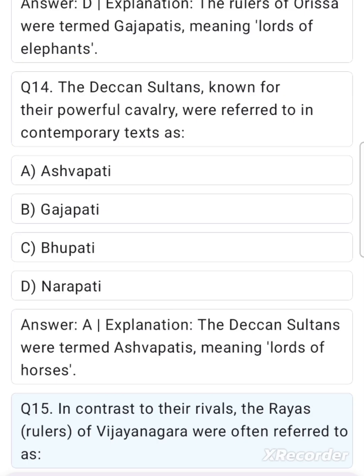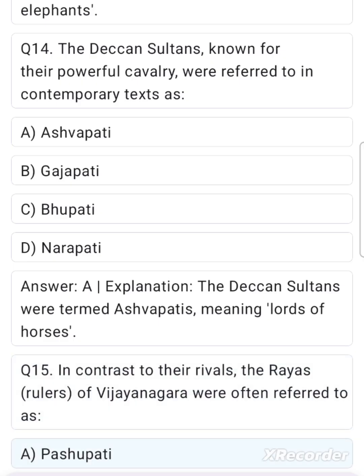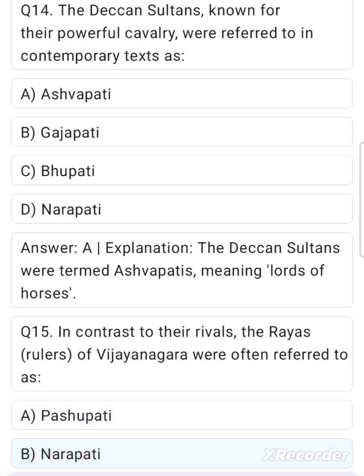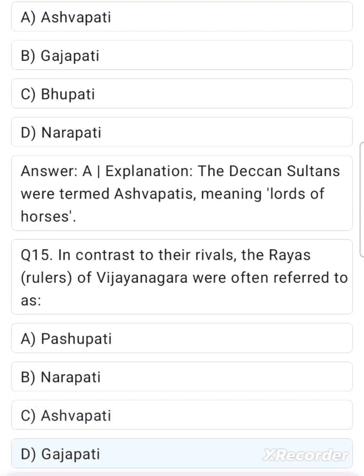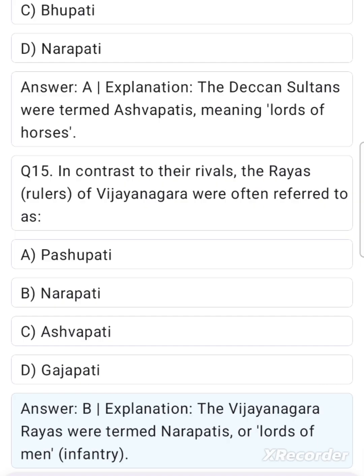Q15. In contrast to their rivals, the rulers of Vijayanagara, the Rayas, were often referred to as A. Pashupati. B. Narapati. C. Ashwapati. D. Gajapati. Answer. B. Explanation. The Vijayanagara Rayas were termed Narapatis, or lords of men, infantry.